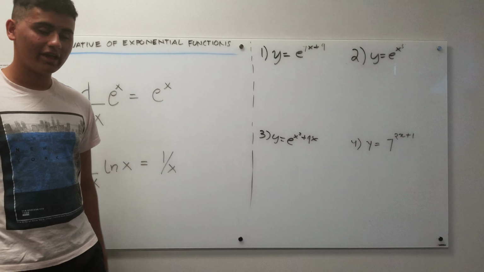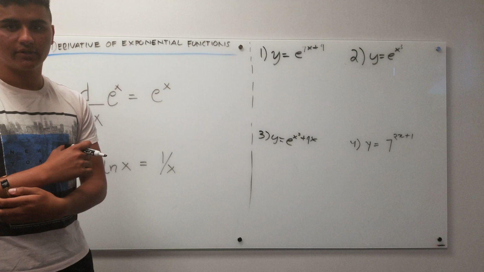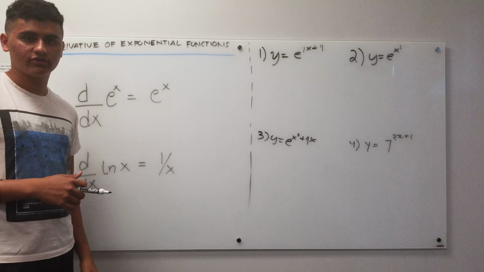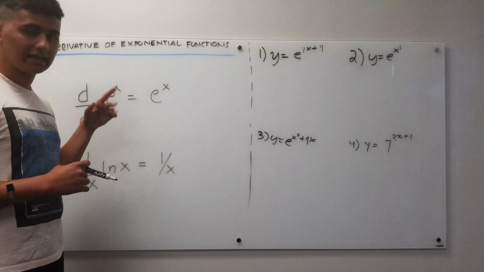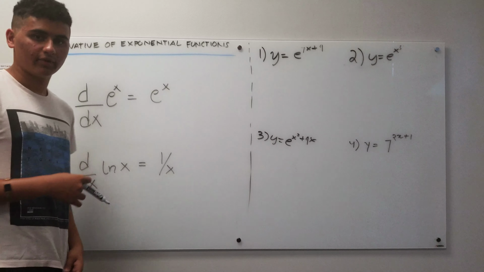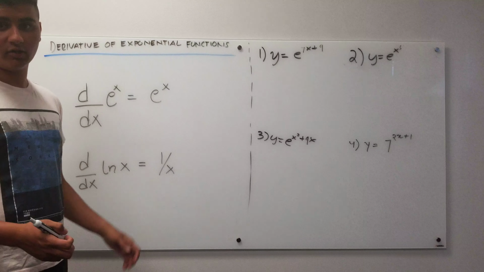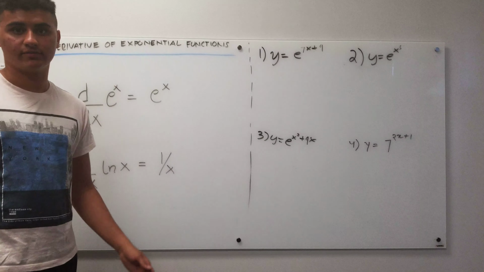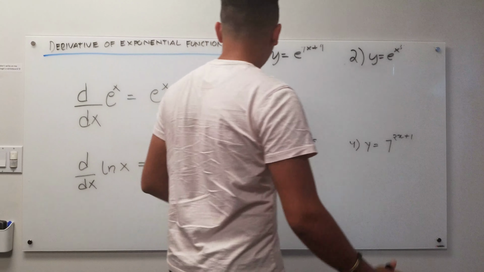The derivative of exponential functions. So why don't we head on into it? There are two new formulas I want to introduce to you before I head on into the problems. The derivative of e to the power of x is equal to e to the power of x, and the derivative of ln x is equal to 1 by x. These are formulas that you should memorize by heart so that you're able to solve problems like these a lot easier. So why don't we head on into these using these formulas.